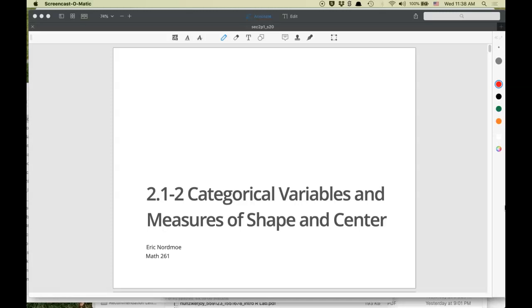Alright, so I'm going to give you a quick introduction today. This will be a shorter lesson. I'm only going to deal with section 2.1. I'm going to fold in 2.2, measures dealing with quantitative variables, into sections 2.3 and 2.4 and deal with a lot of the quantitative methods together for Monday's lesson. Alright, so let's go ahead and get started.